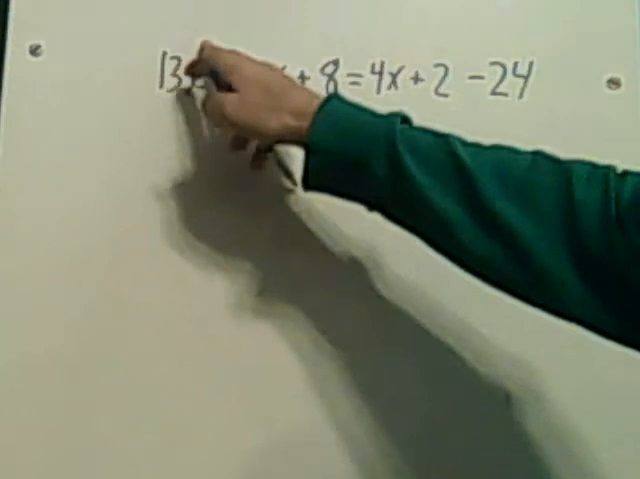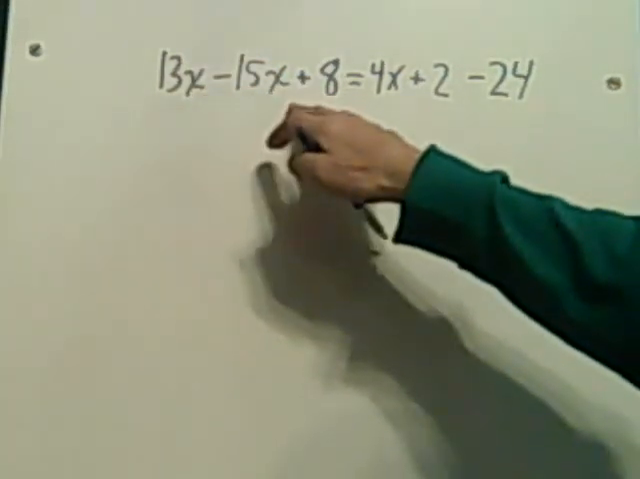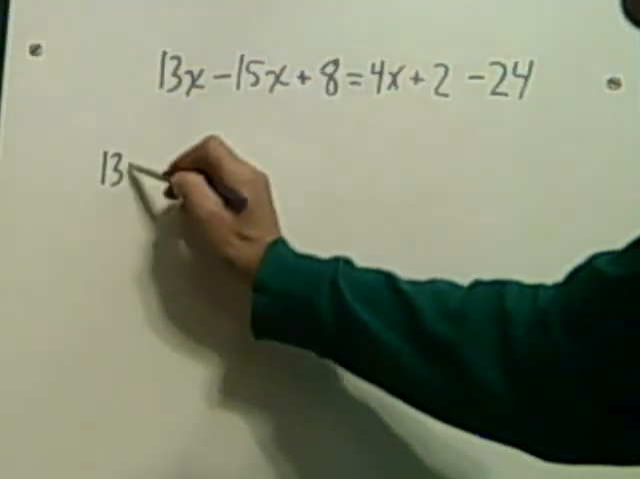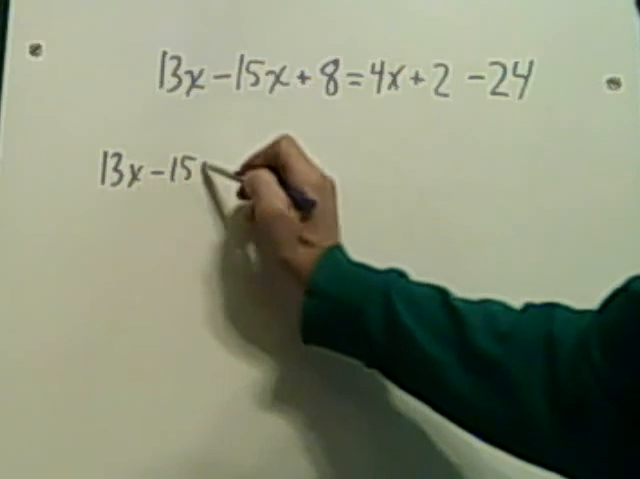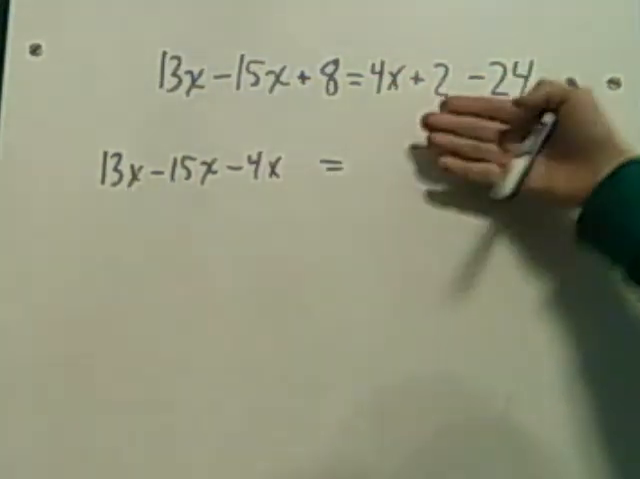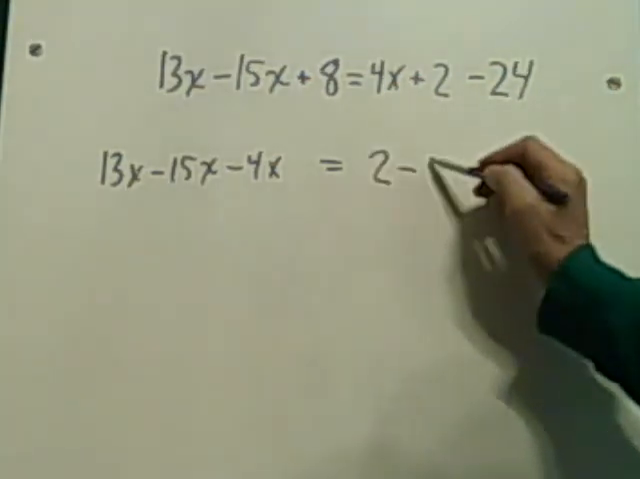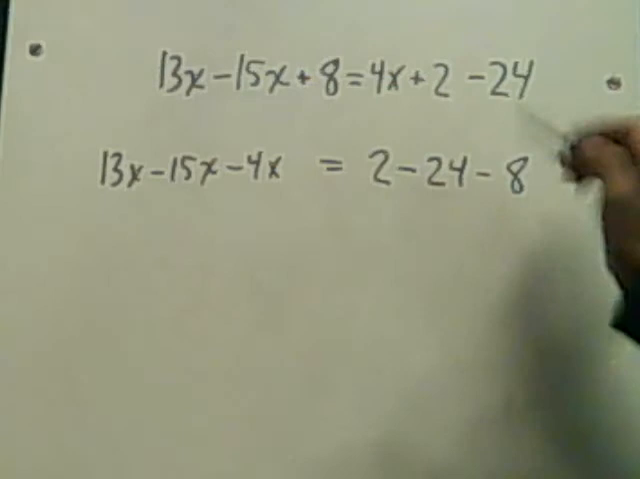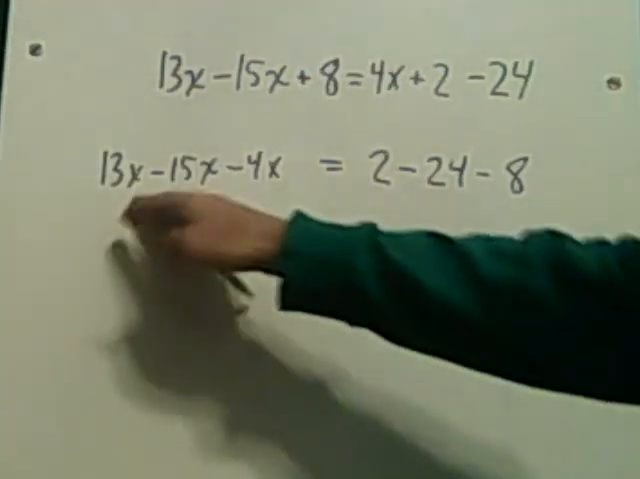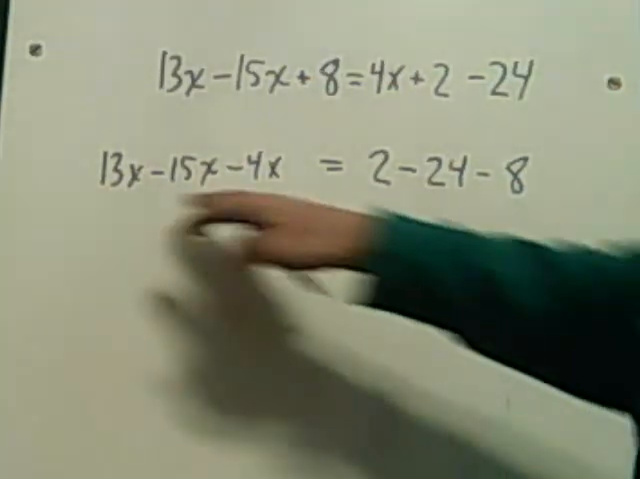That's going to come over as a negative 4x. You get 13 minus 15. So all the x terms are going to be on this left side: the 13x minus 15x minus 4x. And we're going to put just the terms without the x on the other side. That's going to be 2 minus 24 and then minus the 8.